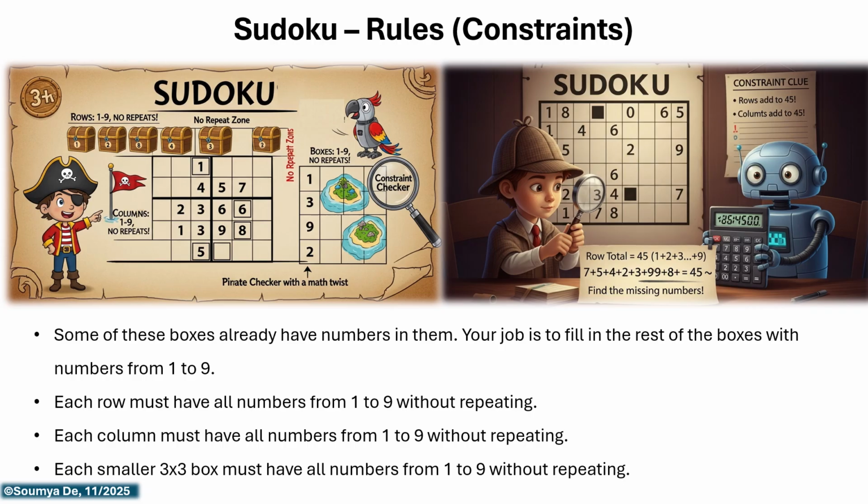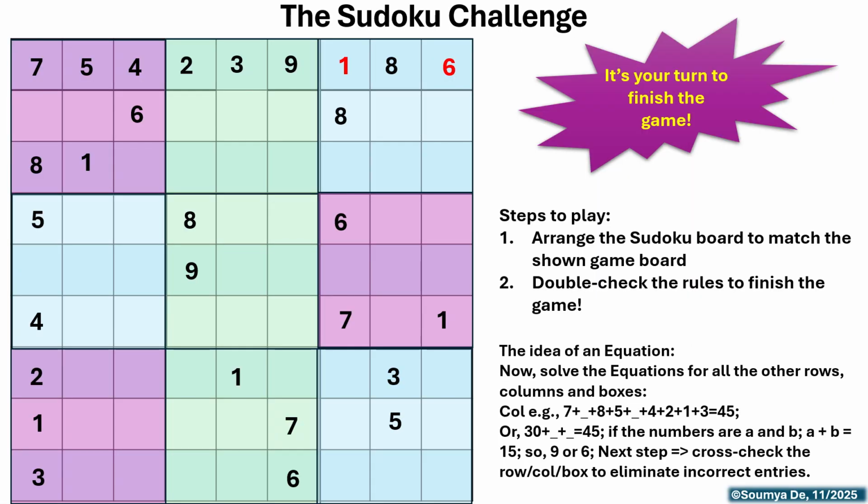Who's ever played Sudoku before? Did you get stuck? That's the constraints testing you. Let's crack this puzzle. Here's a partially filled Sudoku board. See those empty squares? Your brain has to fill them in without breaking the rules. Now, use math equations to help. A full row or column adds up to 45.